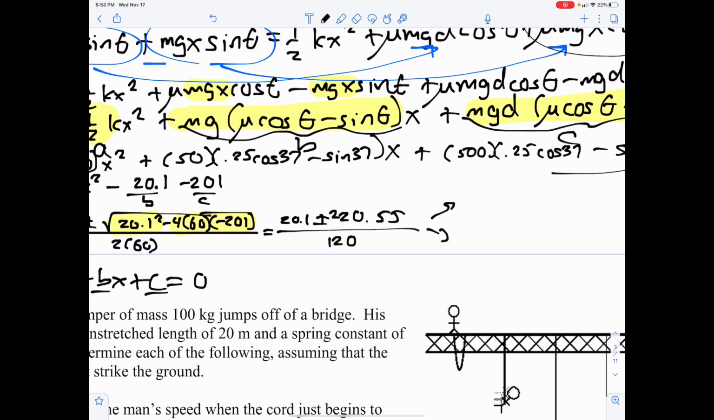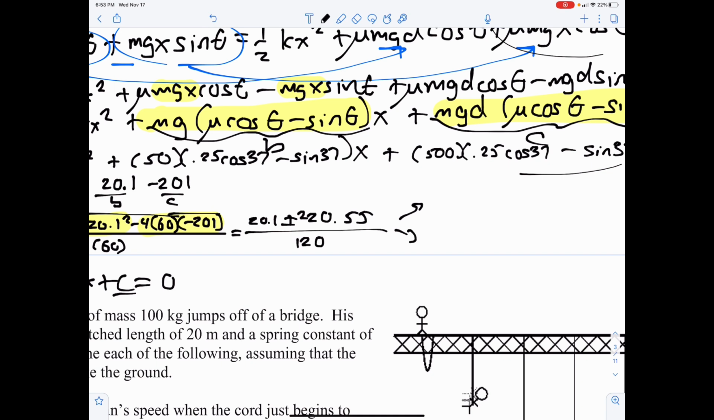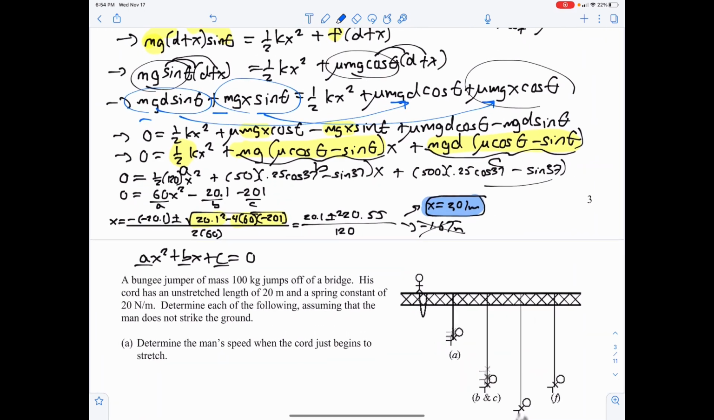So you have two possible answers that work here. We have x is equal to 20.1 plus 220.55 divided by that, and we get 2.01 meters, right? And then if you go 20.1 minus, you get a negative answer, so negative 1.67 meters. Can't be negative. 2.01 meters is how far it compresses before it actually comes to rest.